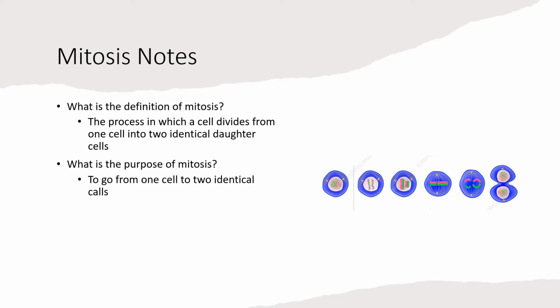So if you have not written these things down, I would get these written down. This picture down here is helpful. It shows how we go from one cell to two identical cells. You don't really need to draw the stuff that's inside of it. The biggest thing that you need to know is that we are going from one cell to two identical cells.